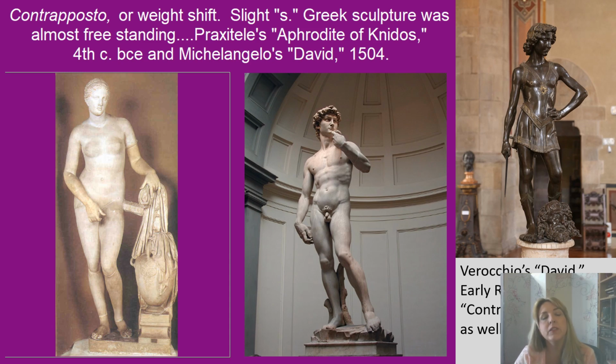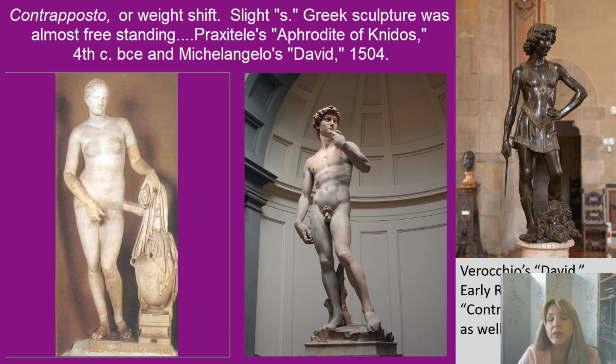Contrapposto, or weight shift, see this slight S. Greek sculpture was almost freestanding. It was as if the sculptures were about ready to just walk out of the stone. And that's one of the unique features of the Renaissance, that it became so realistic, and it was looking back to the classical past. In the center, you have the Renaissance example of Michelangelo's David, and then you also have the ancient Greek classical sculpture next to it. You can see they're definitely continuing the ideas and even giving it a little more. So you're seeing some development as far as that goes.